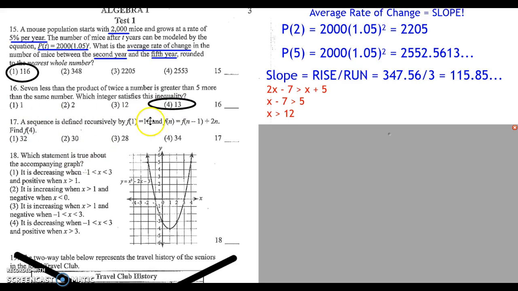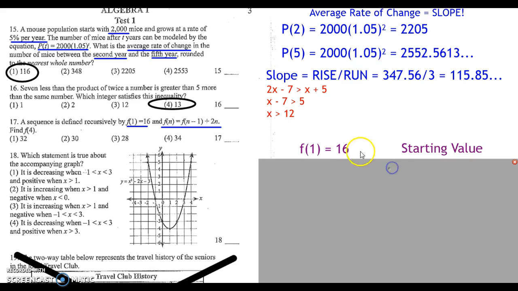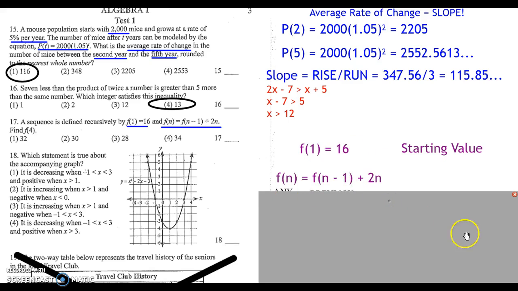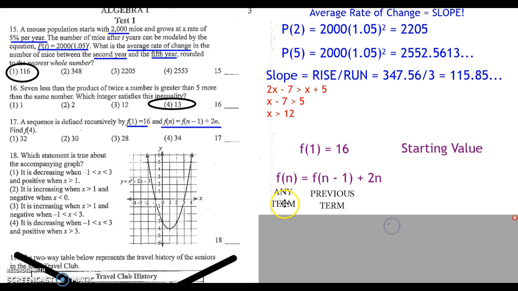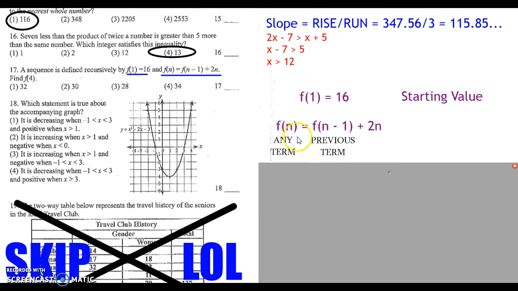A sequence is defined recursively by f1, that is the starting value, is 16. And this kind of tells us a very particular thing. Let me try to run this through with you guys. So it tells us the starting value, and it also tells us that fn, which is any term, is equal to the previous term plus 2 times the term number. That might seem a little confusing, but let me show you a couple of examples of how it works. So if I want to start from any term, that's going to be equal to whatever the previous term was plus 2 times that term number.